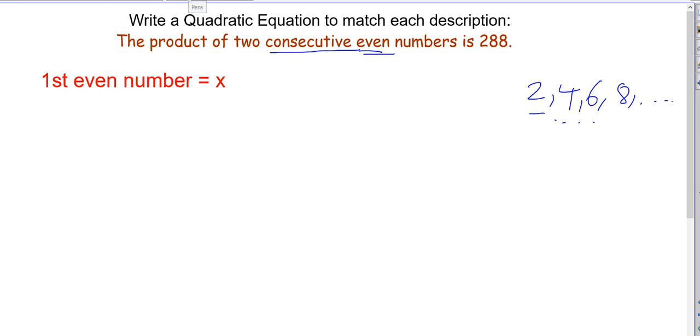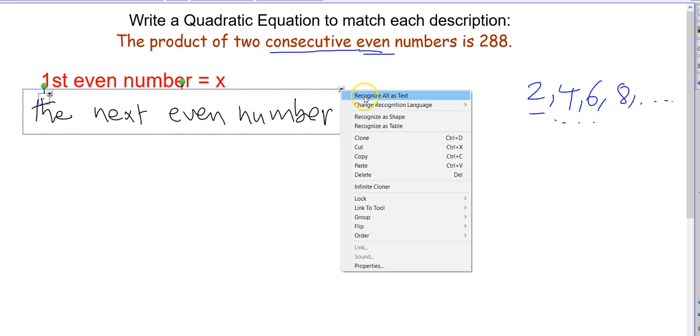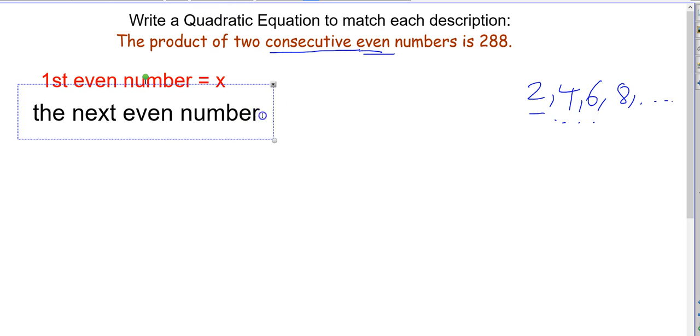Can you tell me what is the second even number? The better way of writing this is, I think I can say the next even number, because there is a consecutive. Out of those two consecutive even numbers, if the first even number is x, the next even number is going to be how much? It must be equal to x plus 2. Just now we discussed that those even numbers are differing by 2.